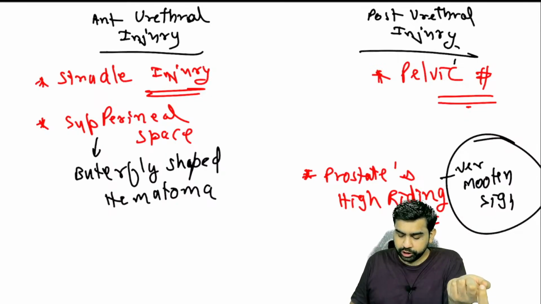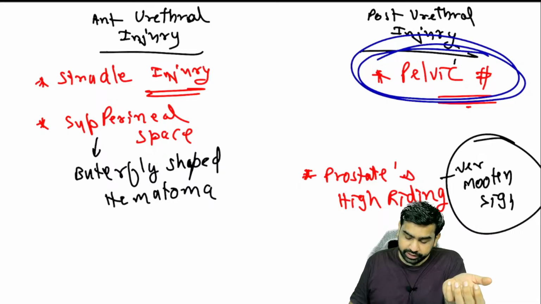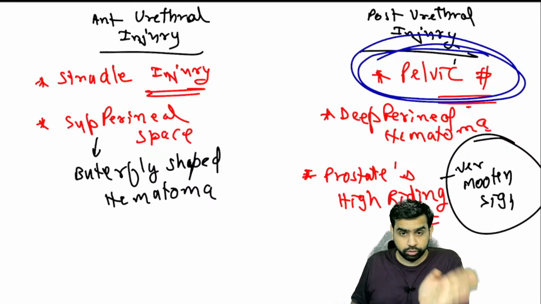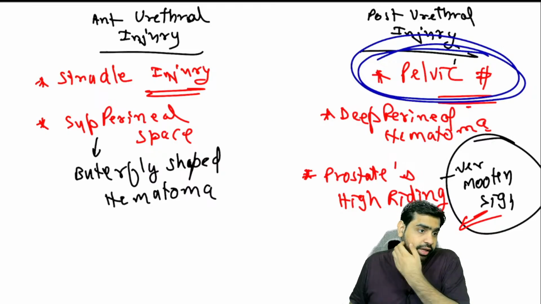The mechanism of injury in the posterior urethral injury is a pelvic fracture, and here there's going to be a deep perineal hematoma. When you do a digital rectal examination, the prostate is high riding or the prostate is not palpable. This is what is called as a Vermeulen sign.